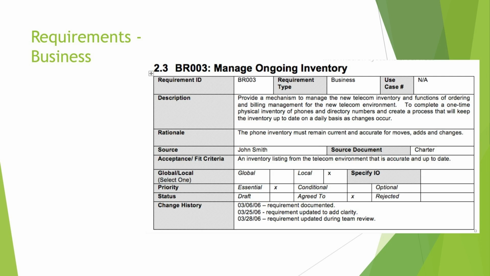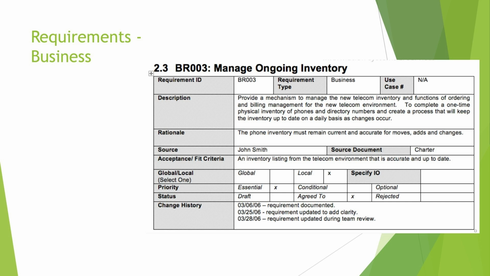This one has the rationale. So this is why the stakeholders at a high level have said they need to have this requirement. So the rationale is that the phone inventory has to remain current and accurate for moves, adds, and changes. This source is John Smith, so this is documenting exactly the stakeholder that this came from. And if there's a document associated with it, that's also marked. So in this case, this was identified as early as the charter for this work.